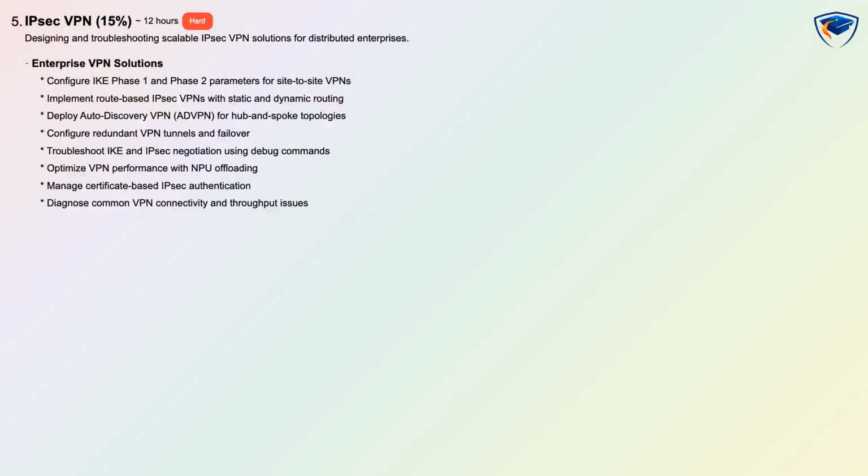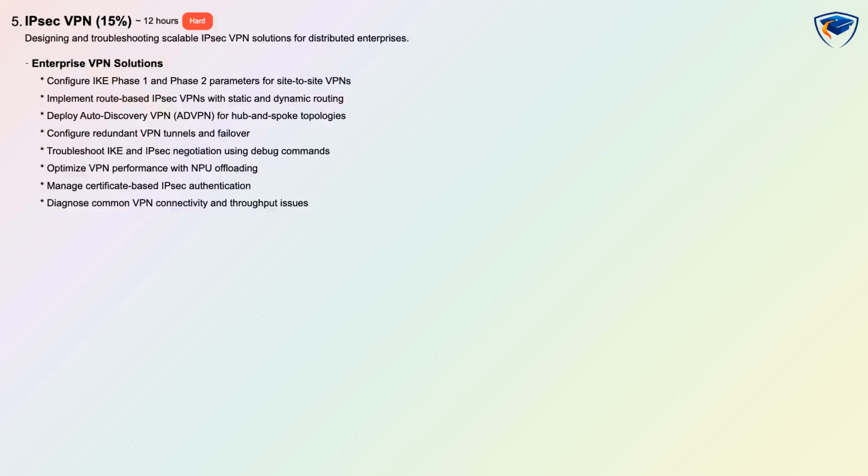You will configure IKE Phase 1 and Phase 2 for site-to-site VPNs and implement route-based IPsec with static and dynamic routing. The syllabus includes deploying auto-discovery VPN for hub and spoke topologies, configuring redundant tunnels and failover, and managing certificate-based IPsec authentication. Practical troubleshooting topics cover IKE and IPsec negotiation using debug commands and optimizing VPN performance with NPU offloading to address throughput issues.